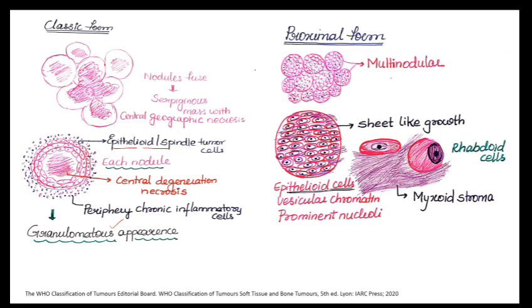Then coming to the proximal form, you will also have here multinodular. We'll not see much of necrosis here. The tumor cells are arranged in sheets like growth pattern. The individual tumor cells have epithelioid cells with a vesicular chromatin and prominent nucleoli. Also, you can see sometimes rhabdoid type of cells. They are in the myxoid stroma.